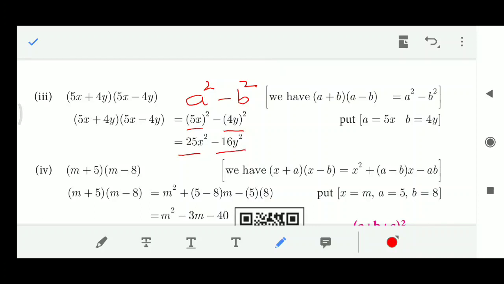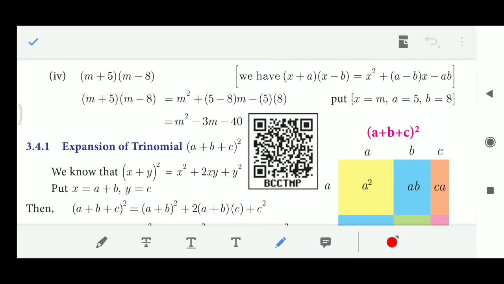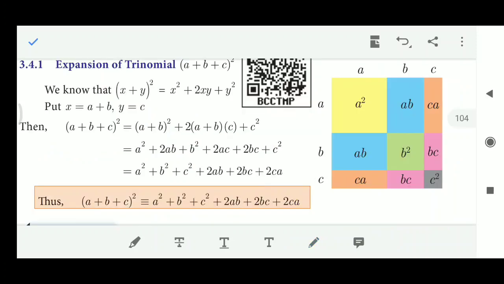Next comes the fourth sum. In this fourth sum we have (m + 5)(m − 8), which is in the form of (x + a)(x − b). The identity is x² + (a − b)x − ab. In the place of x we have m, in the place of a we have 5, and in the place of b we have 8. Substitute this in the identity, you will get m² + (5 − 8)m − 5 × 8. On simplification we will get m² − 3m − 40.